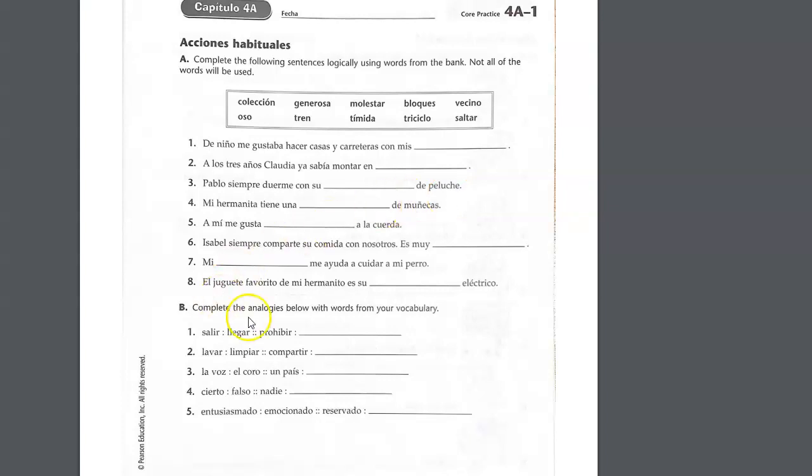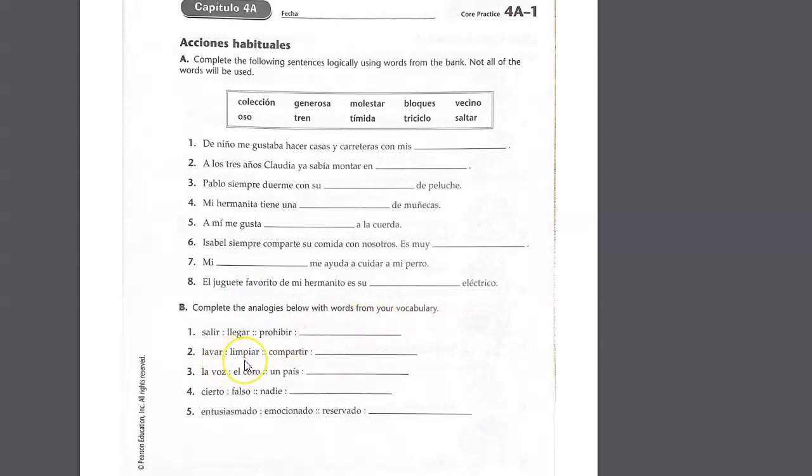All right, part B, doing a couple here, just as an example. Compare the analogies between the words from your vocabulary. Salir and llegar are antonyms. They have the opposite meaning from one another. Salir is to leave. Llegar is to arrive. Prohibir is the verb to prohibit, so we're looking for the opposite. And again, page 208 would be a great place to look. Permitir is the verb to permit.